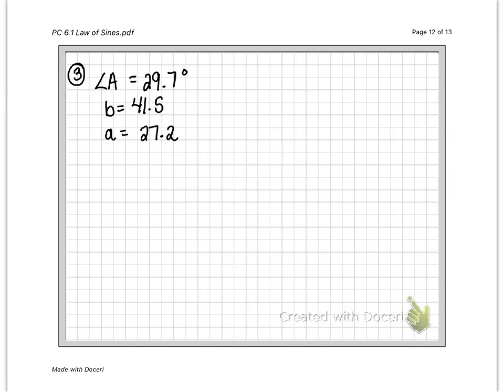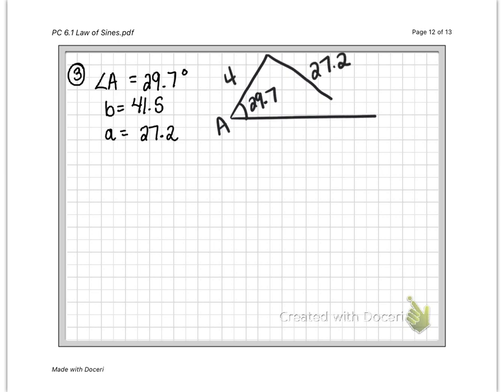Finally, everyone's favorite. I'm sure you can tell what's going to happen here. First, if we sketch our triangle, here's our little map. If this is A, we know the measure is 29.7. The side across from it is going to be 27.2, and our fixed side, which will be B, is going to be 41.5.